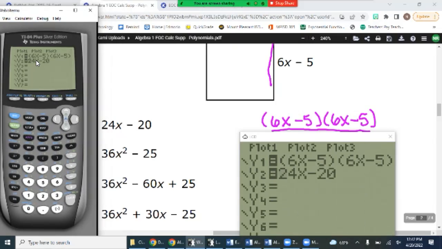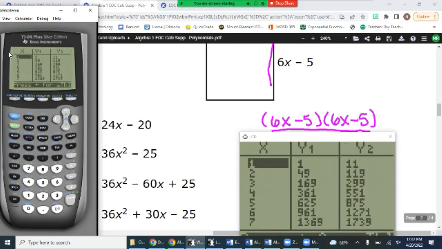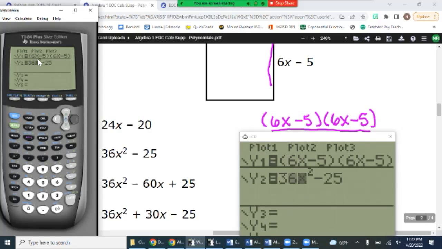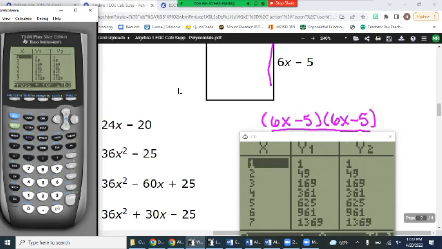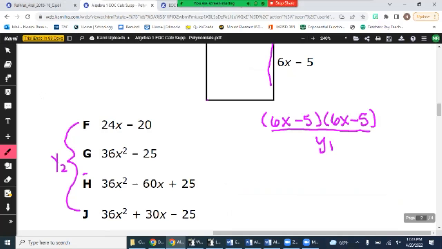You don't have to change what you have typed in in Y1. 36x squared minus 25. Does that one give you equivalent numbers? No. All right, let's try one more. 36x squared minus 60x plus 25. What about that one? Yes, your numbers are equivalent. They are exactly the same. 1, 49, 49, 169, 169. Got it? So there's your answer, H.